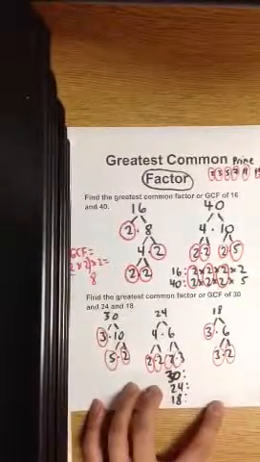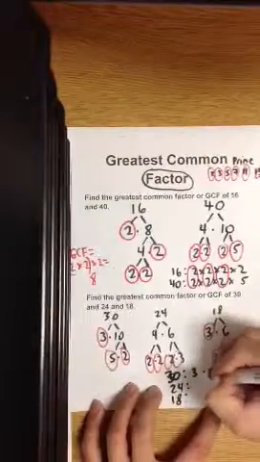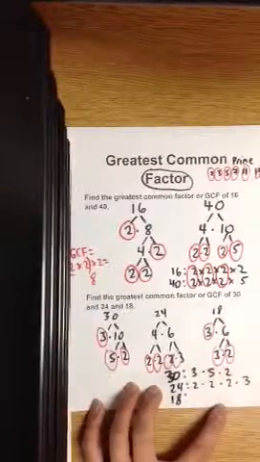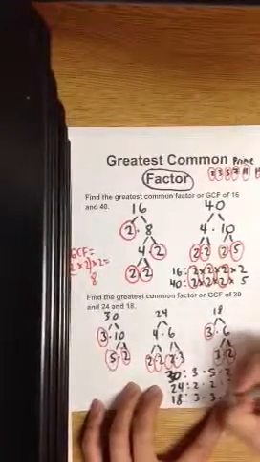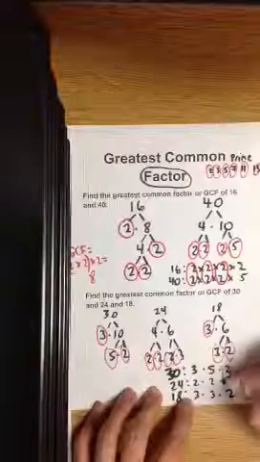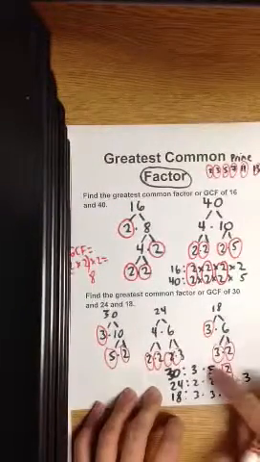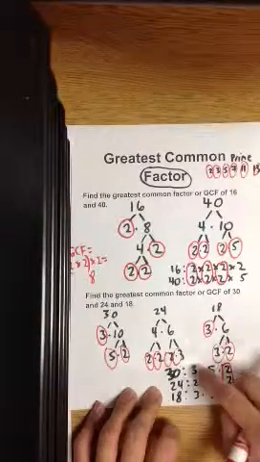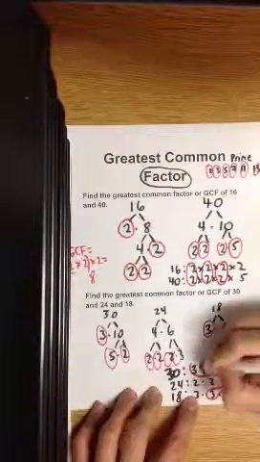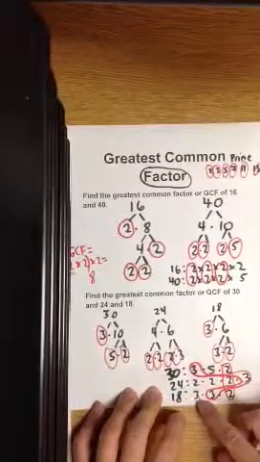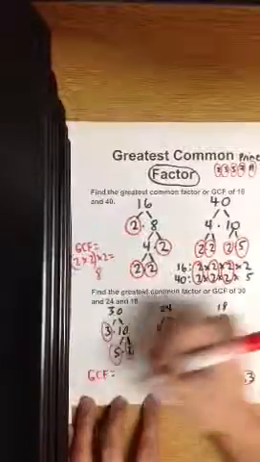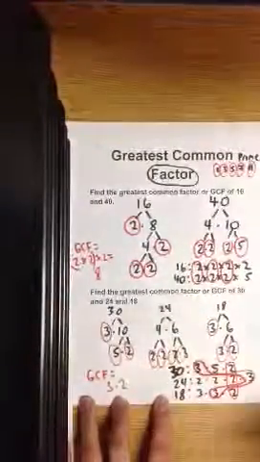So we have 30, 24, and 18. What are the factors of 30? 3 times 5 times 2. What are the factors of 24? 2 times 2 times 2 times 3. What are the factors of 18? 3 times 3 times 2. So let's find out what they share in common. Hey, they all share a 2. Do they all share a 5? No. I think a 3. I see a 3 right here, a 3 right there, a 3 right there. Anything else they share? No more 2s. No 5. So the greatest common factor is 3 times 2, or 6.